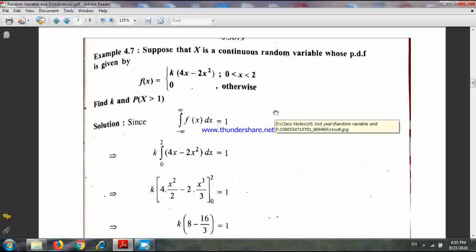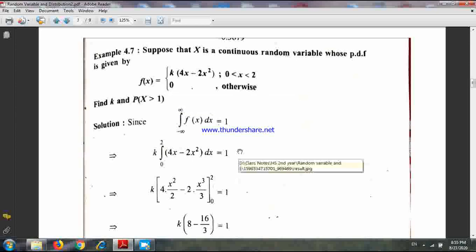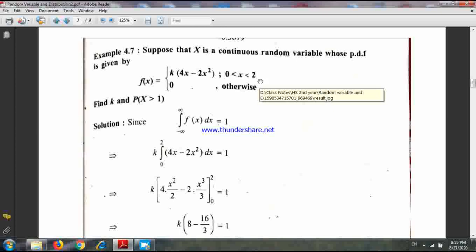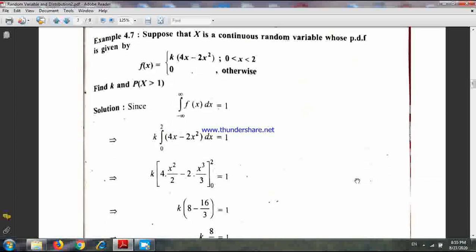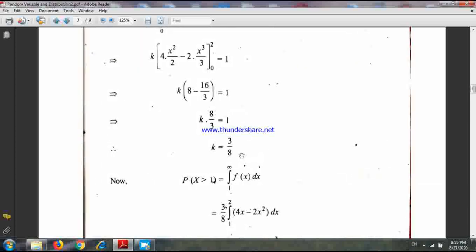Now see, in the interval minus infinity to 0, the value of the function is 0, so the integral comes out as 0. Again in the last part, integration 2 to infinity f(x) dx, the value of the function f(x) is 0. That one is also 0. Ultimately that integral is 0. But in the interval 0 to 2, the value of the function is 4x minus 2x square. Just integrate it, and after integrating we get the value of the unknown constant as 3 by 8.